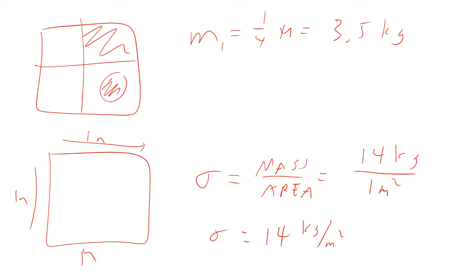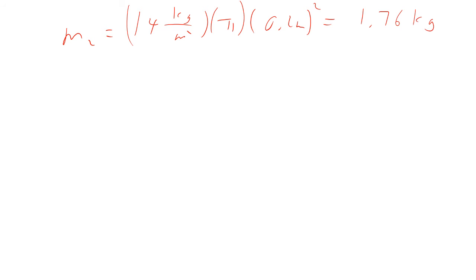So if I want to find the mass of my little piece right here, the mass 2 is going to be the area density times the area of 2. Well, what's the area of 2? The area of 2 is going to be pi r squared. Okay. So mass 2 is going to be the 14 kilograms per square meter times pi times r, which is 0.2 meters, squared. And so mass 2 comes out to be 1.76 kilograms.